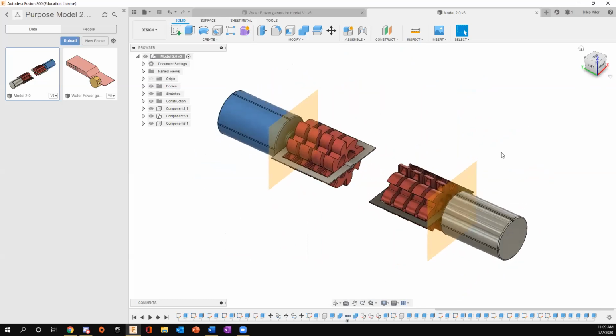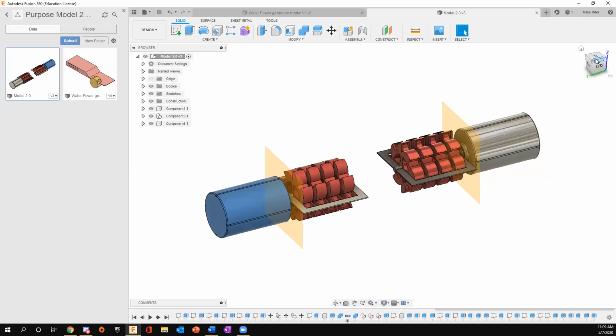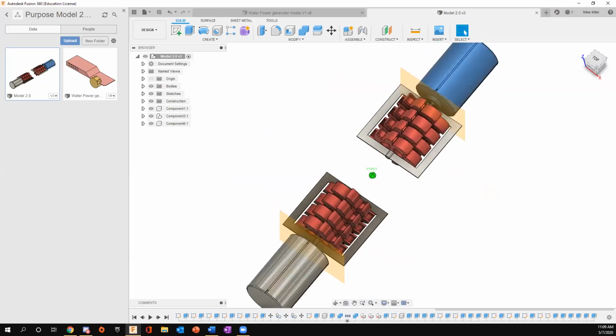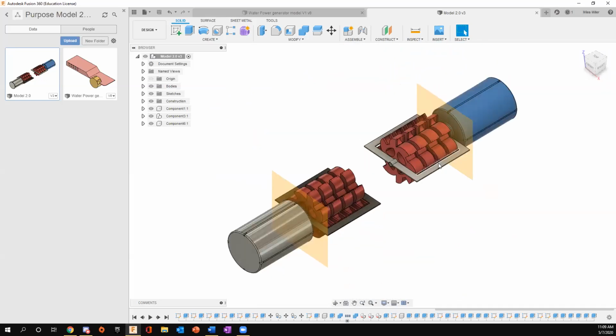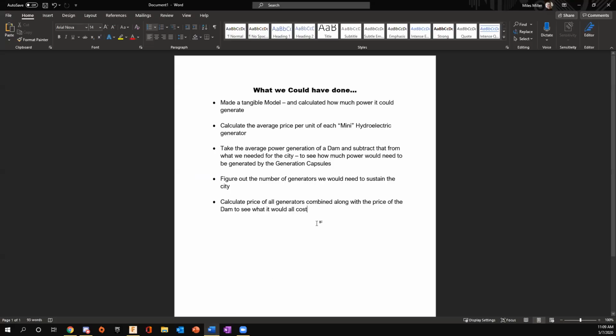And then, as you can see, we have four little hydroelectric wheels right here that would take in the water and actually be pushed by the water, and they're facing separate ways so that they can both get even currents and generation from them. So here are five things that we could have done if this outbreak didn't happen and we weren't all stuck at home for the remainder of the school year.